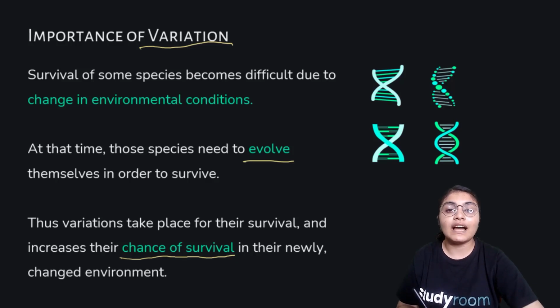Okay, and that is how the resistant variants will again reproduce generation by generation and increase the population of the bacteria. Thus, variation is a very useful process for the survival of species over time, and it has proved to be so since centuries.